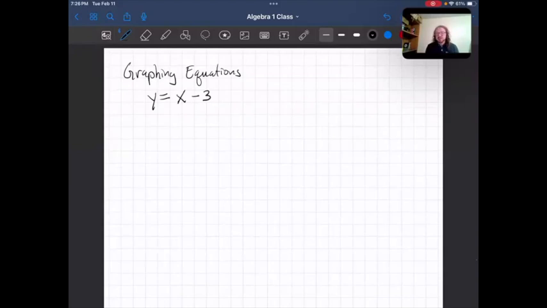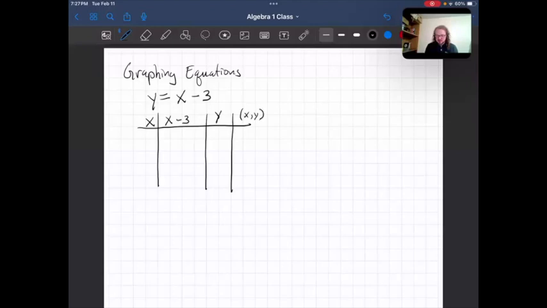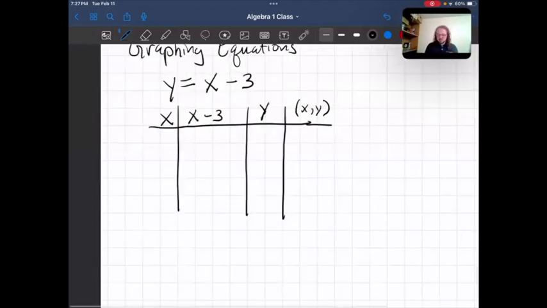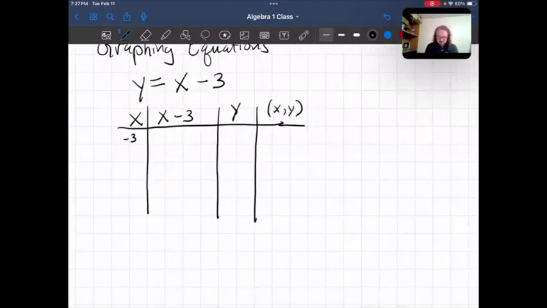Now the way to do this and make sure that you've gotten every point right would be to do an input-output table where our input is x, and then we're going to calculate x minus 3, and our output is y. And then given that, we can write the coordinate. So if I wanted to do that for this, maybe I start with minus 3, minus 2, minus 1, 0, 1, 2, 3.